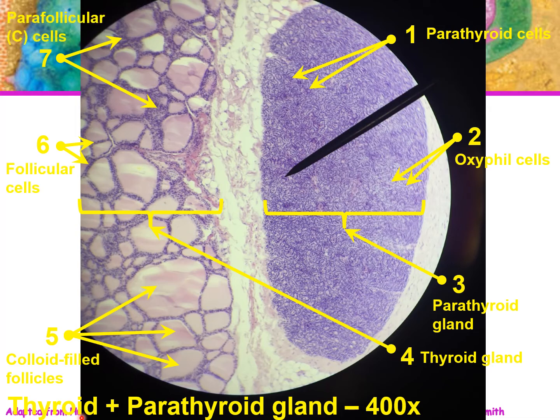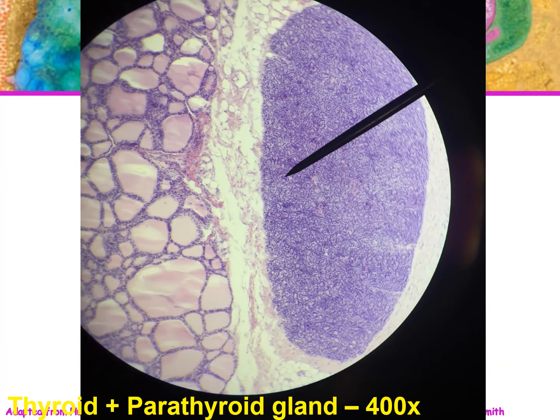So again, the most important details that we need to know are the parathyroid cells that secrete PTH. Oxyphil cells have no known function in humans, and we need to realize that this is parathyroid gland versus thyroid gland, where we can see colloid-filled follicles lined by follicular cells. Follicular cells secrete T3 and T4, and adjacent to the follicular cells are parafollicular or C cells, and they secrete calcitonin. So C for calcitonin.